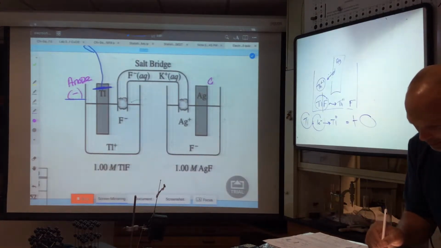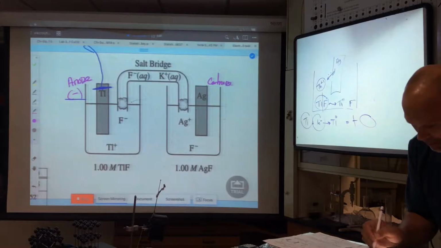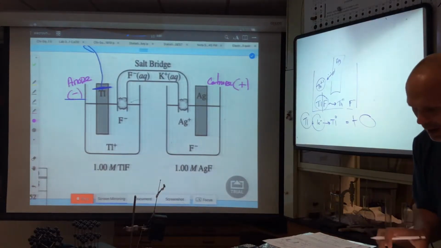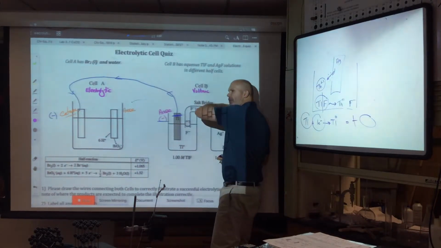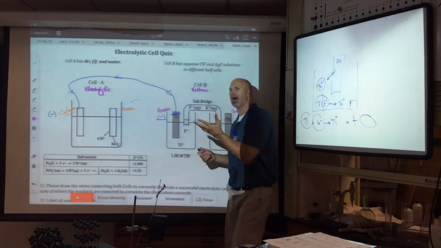So this is the cathode of the battery. It must be positive. And why by convention? Because we know to close the circuit, electrons have to flow back there. So we make it positive by convention.